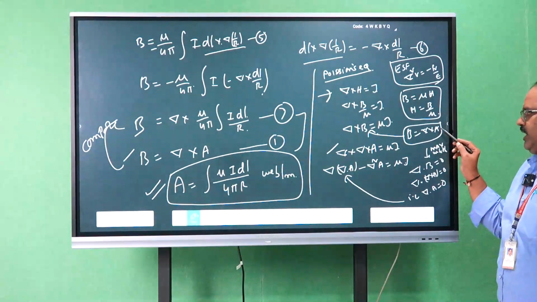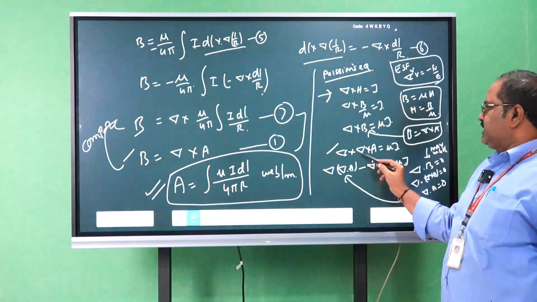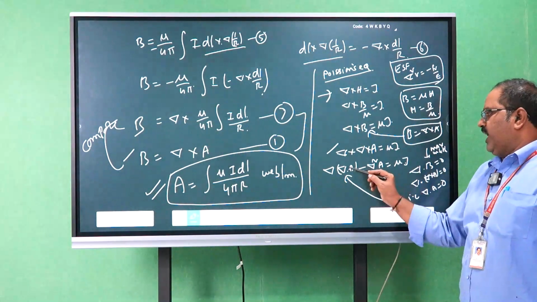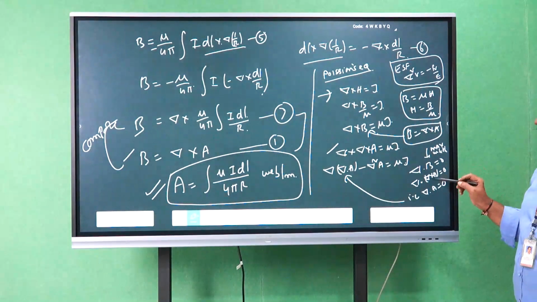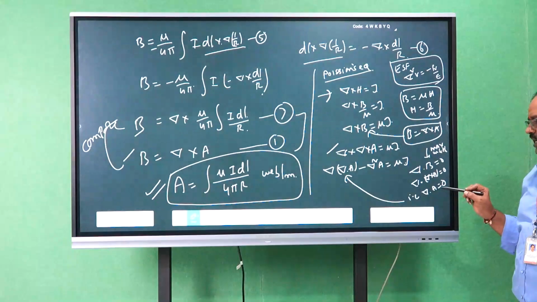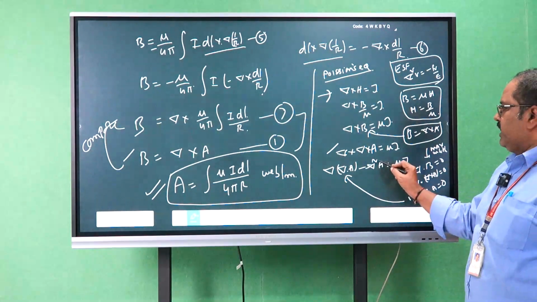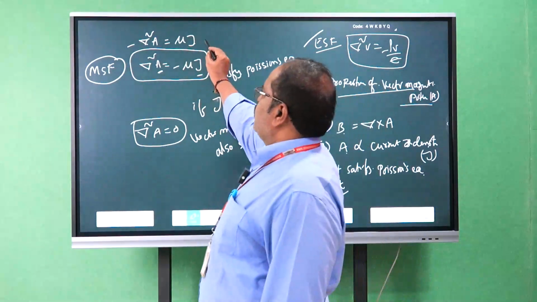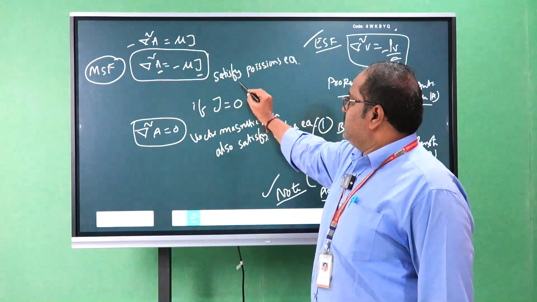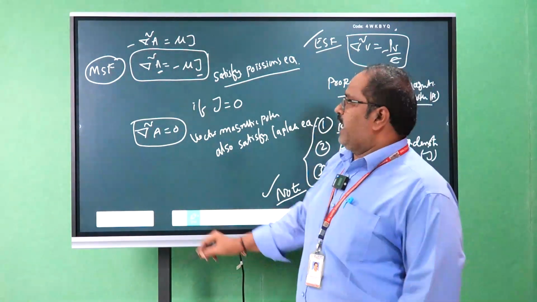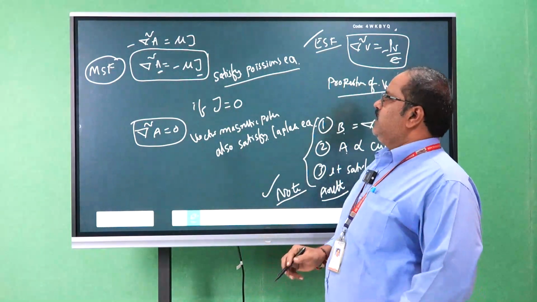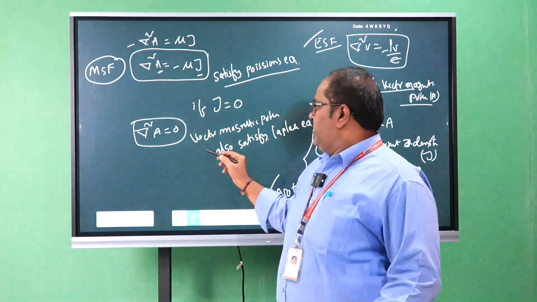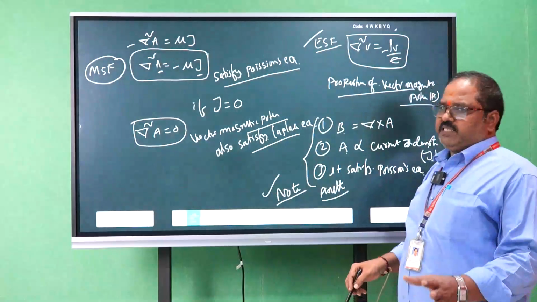Since B is equal to del cross A, substitute into this equation. Del cross del cross A, according to the vector identity, is del of del dot A minus del square A, equal to mu J. Del dot A is equal to 0 because del dot B is equal to 0. Substituting, minus del square A is equal to mu J. Therefore, del square A is equal to minus mu J, which satisfies Poisson's equation in a magnetostatic field. If J is equal to 0, del square A is also 0. Therefore, the vector magnetic potential also satisfies the Laplace equation.